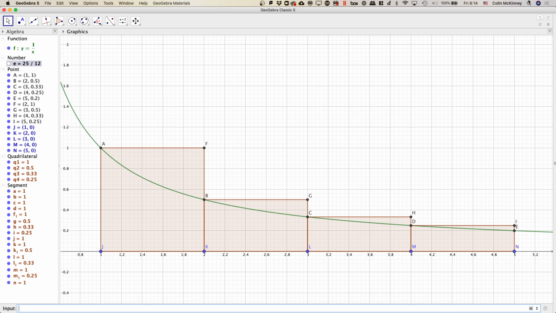All right, so what's the exact answer? Well, I know this. It happens to be log of 5, which is on the sheet there, 1.609, and so on. So are we pretty close? Sort of. It's not great.